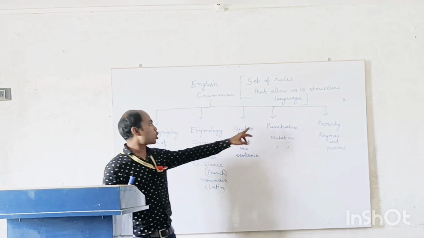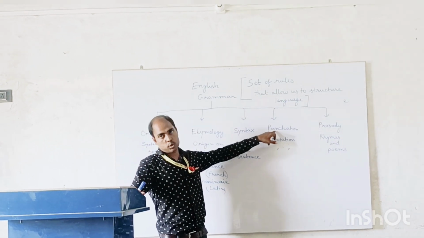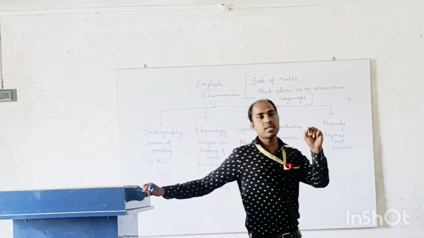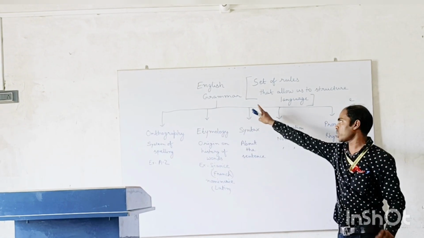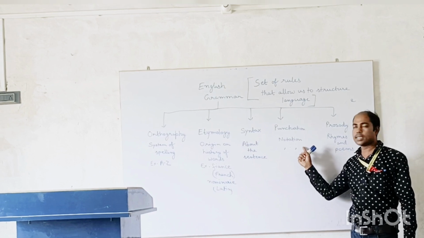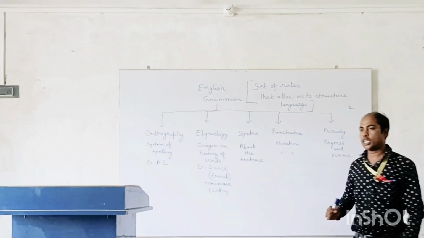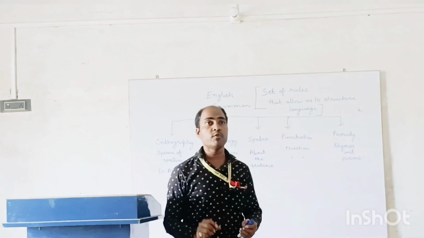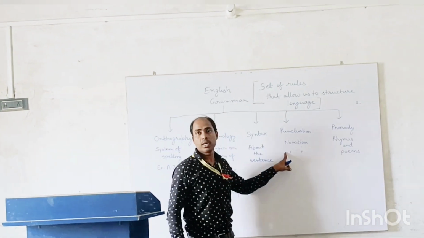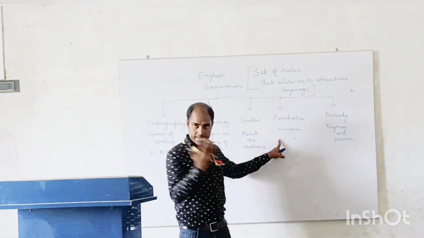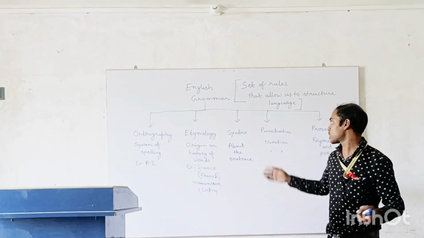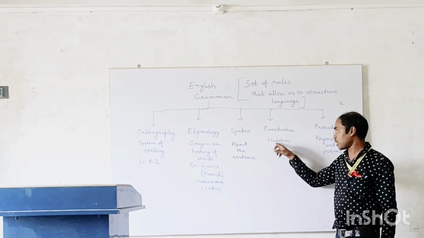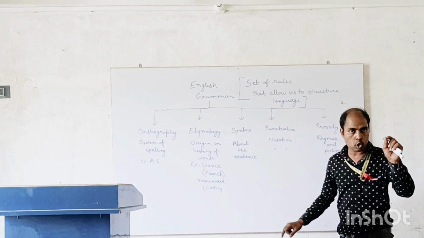Coming to the fourth part of English grammar, it is punctuation. All the notations, signs and symbols that we use in English grammar come under the category of punctuation. For example, at the end of a sentence, if we use a full stop, that means it is a sentence which makes complete sense, and that sign or symbol we are using there is a full stop.